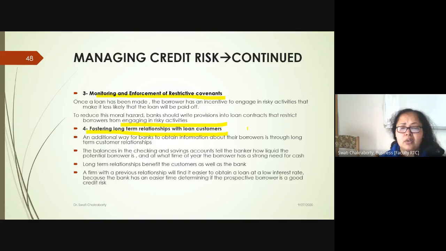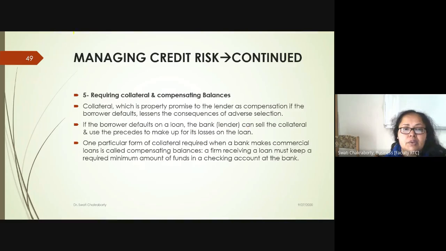When a firm has a good relationship with the bank, it is very easy to get loans at a low rate of interest, because the bank can very easily determine whether the prospective borrower is a good credit risk. If you have already taken loans and have a good previous relationship, it's easy. Okay. Fifth, requiring collateral and compensating balances.